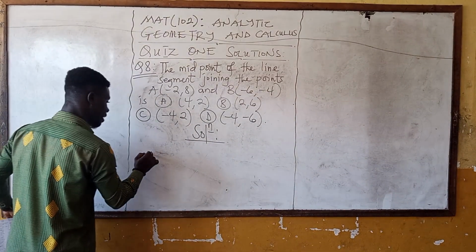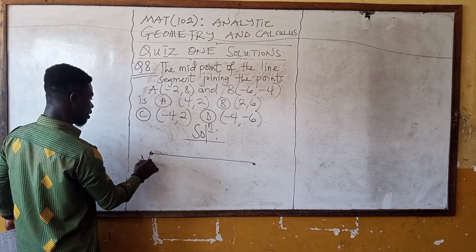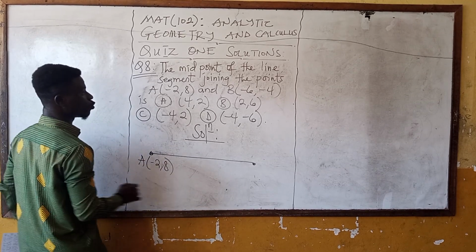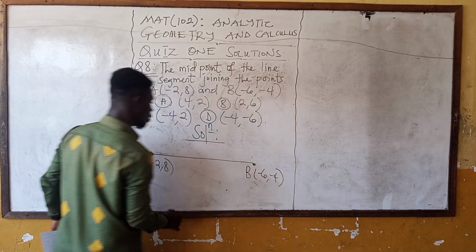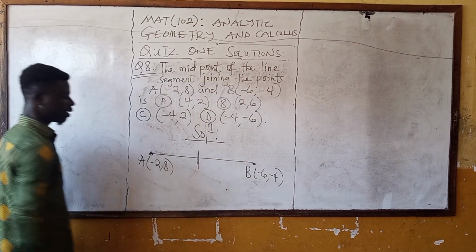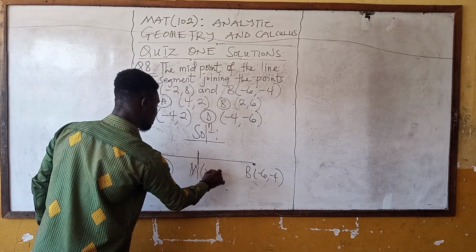So we have a line segment, not drawn to scale. Point A is (-2, 8). Point B is (-6, -4). So we want the midpoint, which is the middle point, right? So let's say M(x, y).